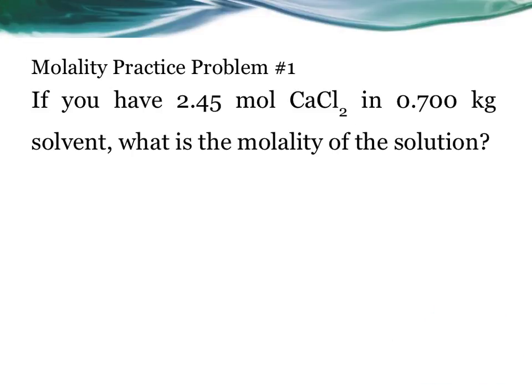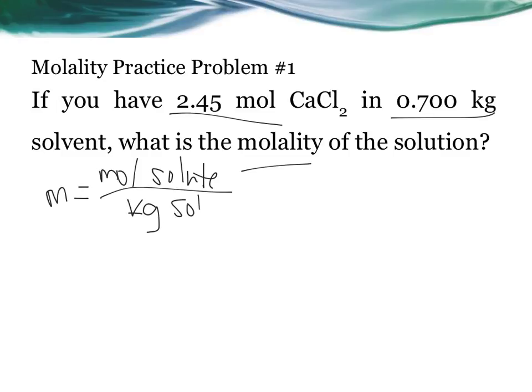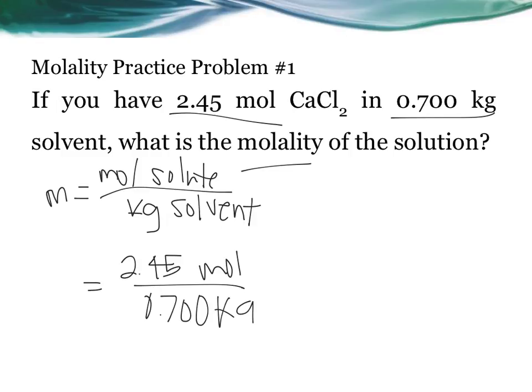Alright, so let's do a practice problem. This says molality practice problem number 1. If you have 2.45 moles of calcium chloride in 0.700 kilograms of solvent, what is the molality of the solution? Well, molality, we abbreviate with a little m, so that needs to go in your notes. Little m is equal to the moles of solute over kilograms of solvent. Not solution now, it's actually how much mass of solvent you add. So if you plug that in, it's 2.45 moles divided by 0.700 kilograms, which, if you plug that into your calculator, gives you an answer of 3.5 molal. So 3.5 little m, moles per kilogram.